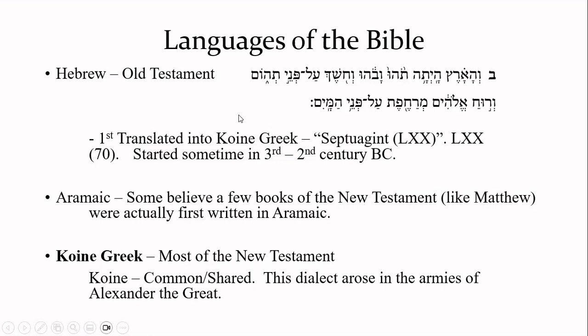This translation of the Old Testament is referred to as the Septuagint, LXX, meaning in Roman numeral 70. The New Testament was actually written originally in Koine Greek, basically all of it. However, some of it was written in Aramaic originally, and then translated into Greek.